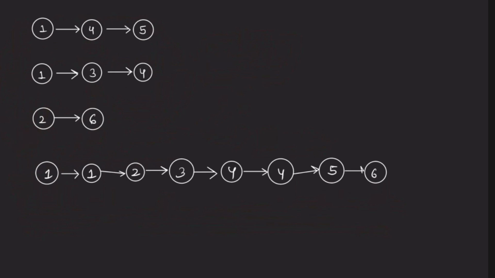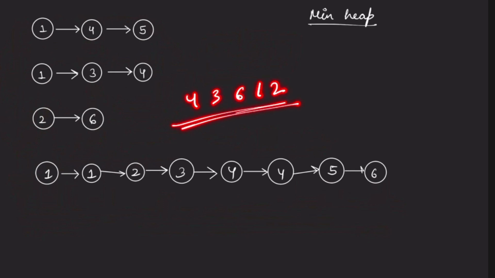So basically what I'm doing is, let's suppose I take a min heap, right? Min heap is nothing but a data structure which stores some data and it always gives you the minimum value. If you are storing 4, 3, 6, 1, 2 in a min heap, then whatever is the smallest value, which is 1 in this case, it will return always, right?